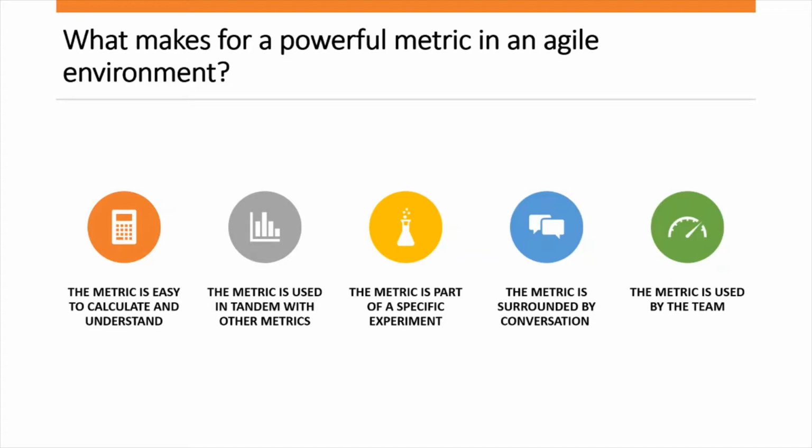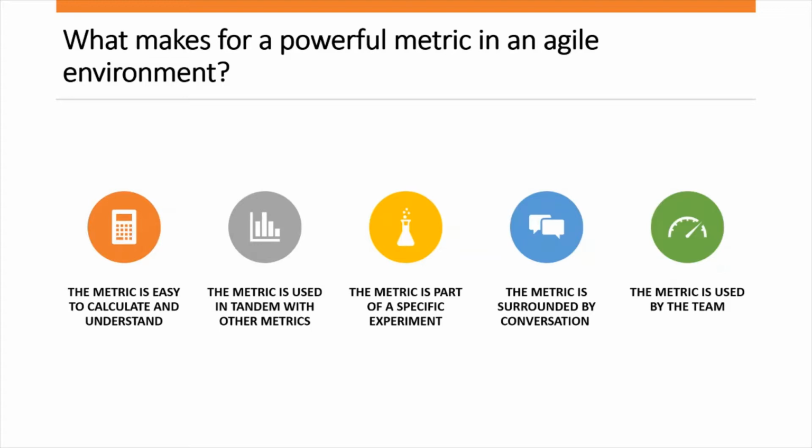So that's why we need to use many metrics, not just one. After that, the metric should be part of a specific experiment, because if there's no specific purpose to use the metric, it's useless. Now, the metric should be surrounded by conversation, which means that we need to review our measurements and then have a conversation about what could be improved, where the weak sides are, etc.